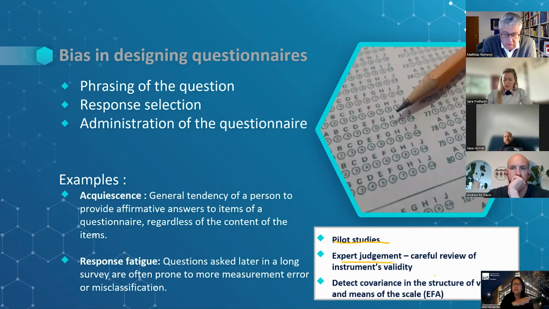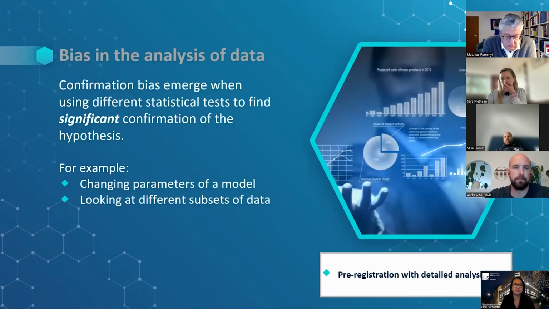Another solution for this kind of bias is that you can statistically control for them. For example, for acquiescence, you can control for that statistically, detecting the covariance in the structure of the variance and means of the scale. So this is a statistical way to try to control for this kind of bias. So if you do this practice, or if you read in one of the papers that they are conducting this practice, you already know that they are being careful, right? So this will give you more elements to judge the results they will give you.